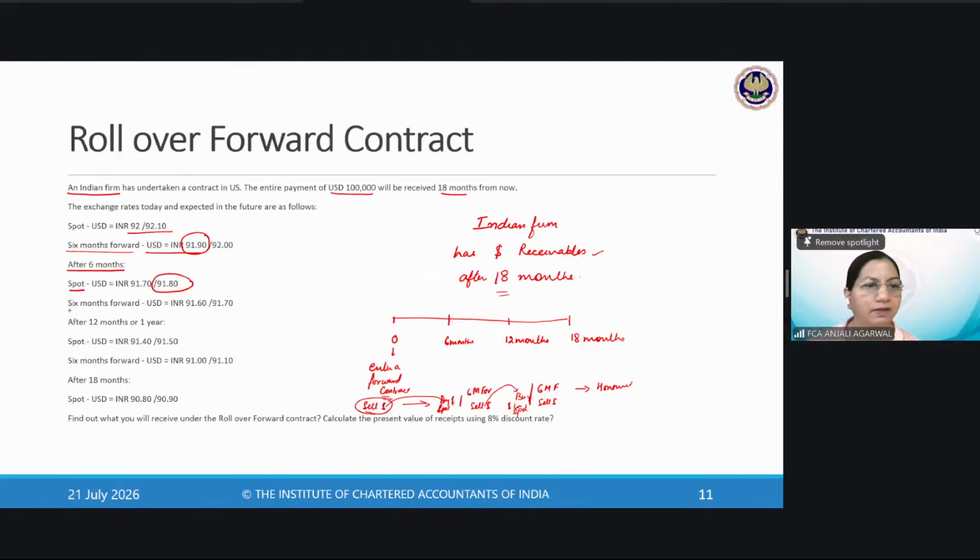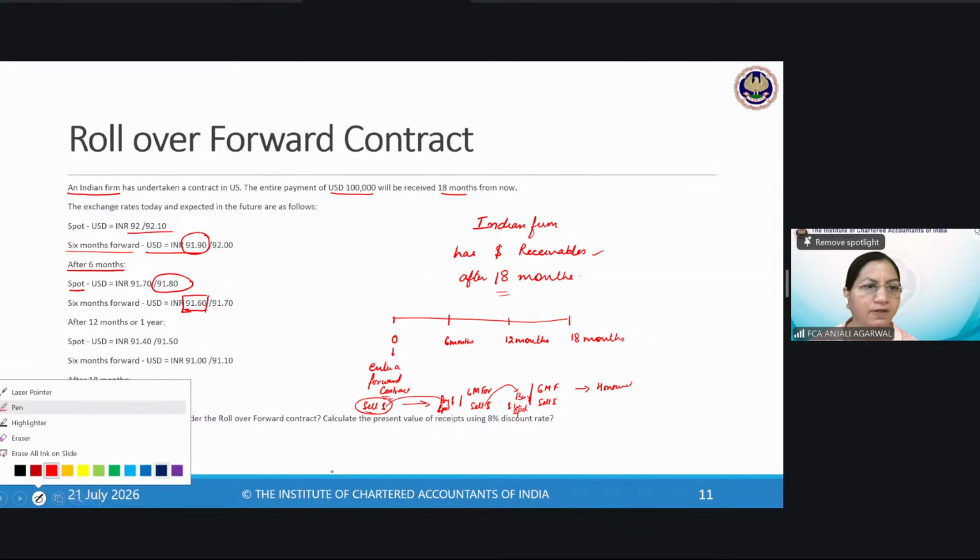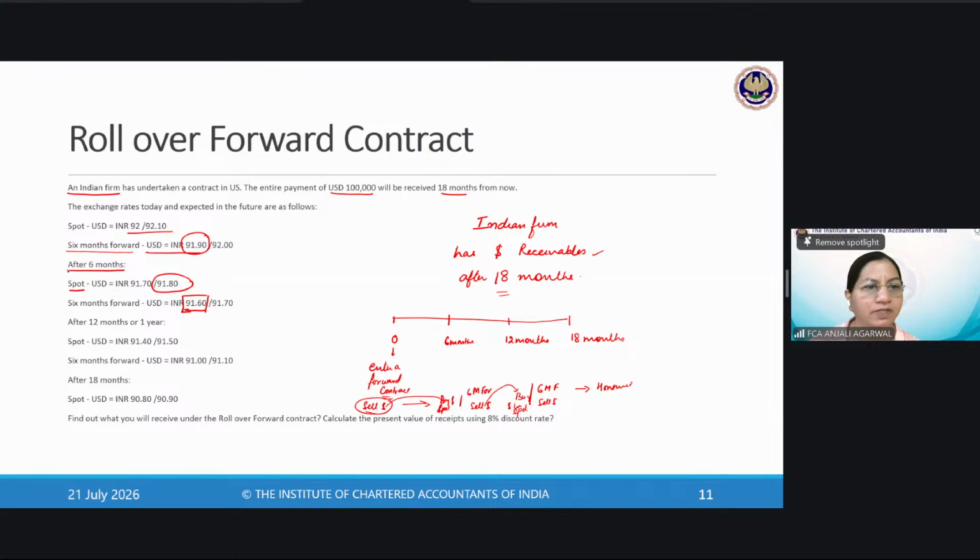Now, after 6 months, the 6 months forward is 91.60. I'll use a different thing. So what is happening after 6 months? You are squaring off this position by buying dollars in the spot and selling the forward.